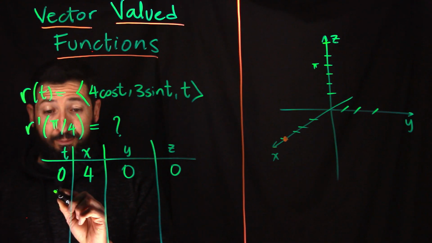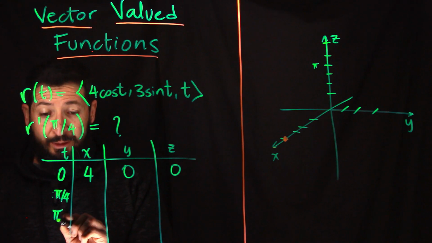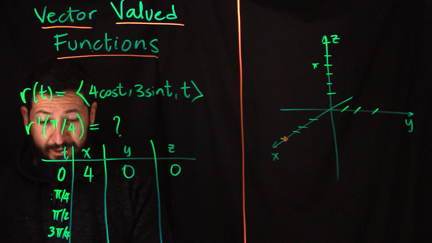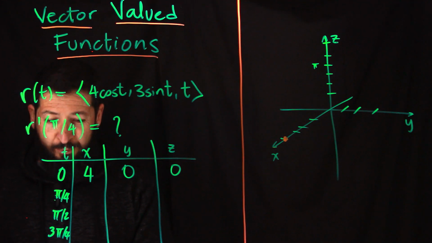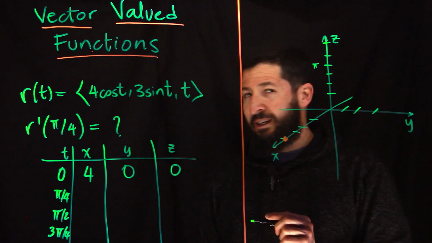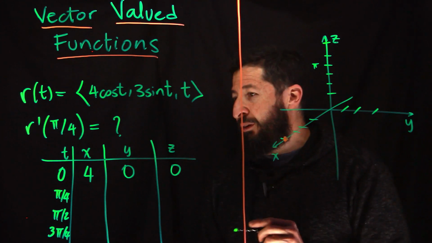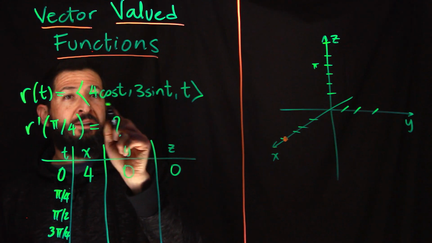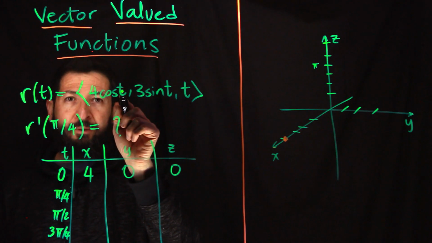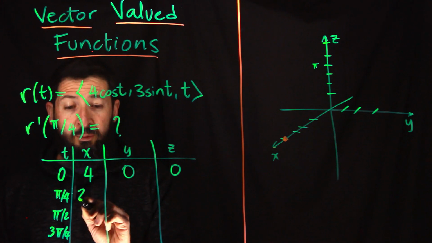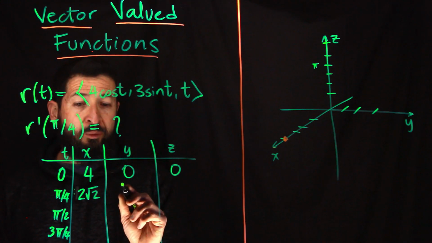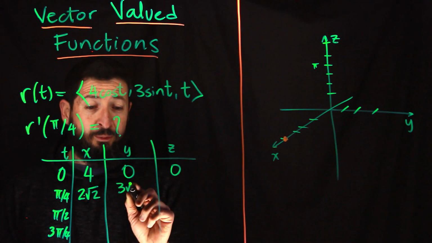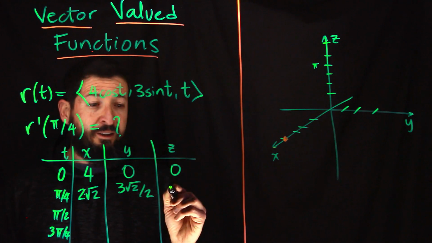So pi over 4, pi over 2, 3 pi over 4, pi, and then let's go to 5 pi over 4. I think that's where I'm going to end because I don't even know if that one fits in the graph. But anyways, I'm going to write the values. So when t is pi over 4, x is going to be 4 times the cosine of pi over 4. Cosine of pi over 4 is the square root of 2 over 2, so this is going to be 2 root of 2. This one, when we evaluate, sine of pi over 4 is square root of 2 over 2, which gives 3 root of 2 over 2 here. And then here I get pi over 4.